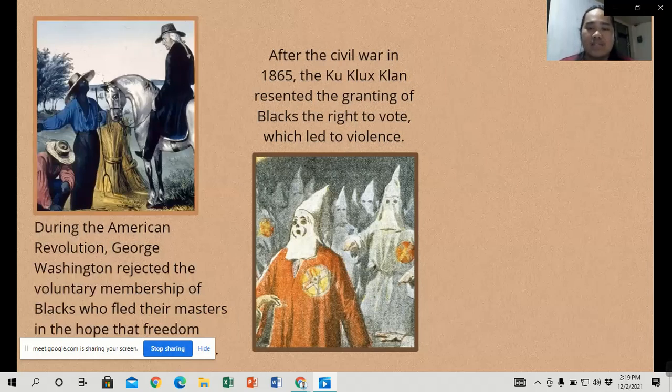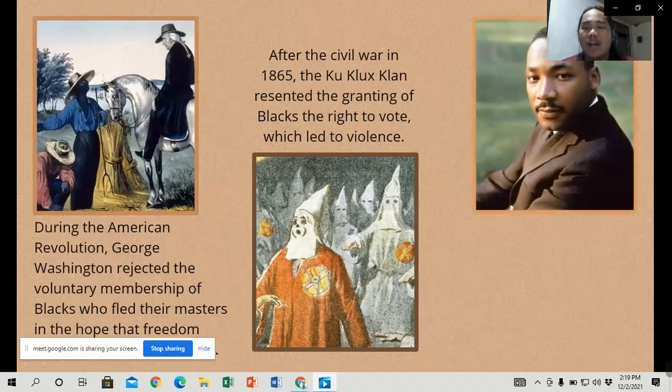So during this time, they are fighting for black people because they don't have the right to vote. And with that action that they have done, it led to violence. Especially many black people were harmed or even died during this time.